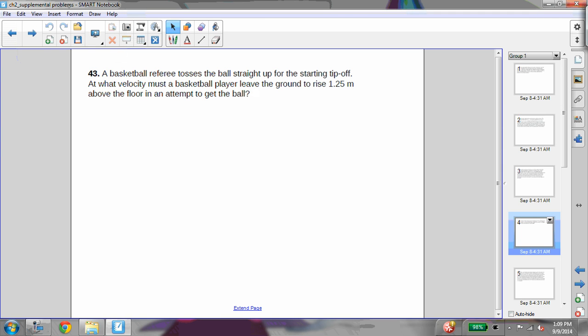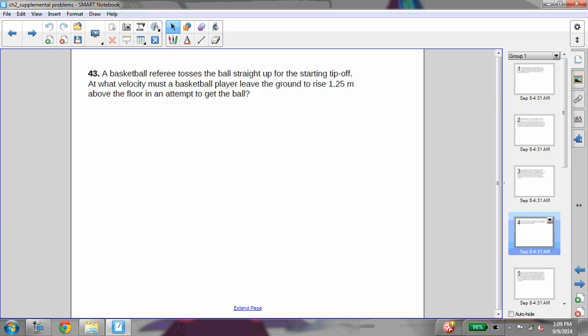All right, this is extra problems for Chapter 2, kinematics problems. We worked some of these in class, but let's see, number 43. And by the way, these are from the OpenStax open source physics book. It says a basketball referee tosses the ball straight up for the starting tip-off.